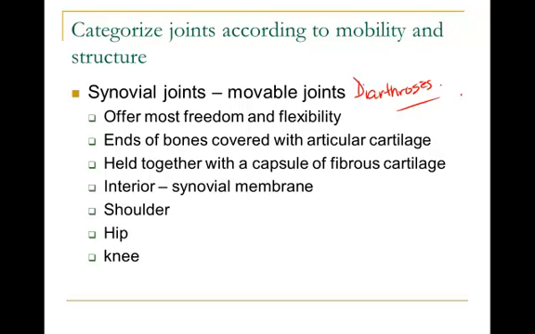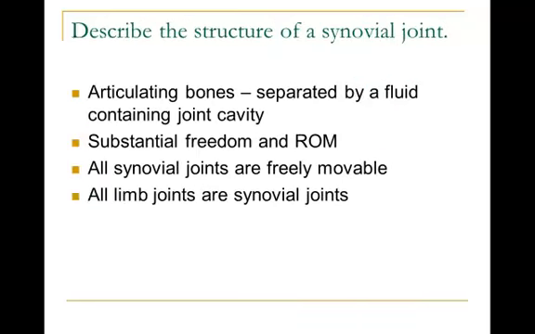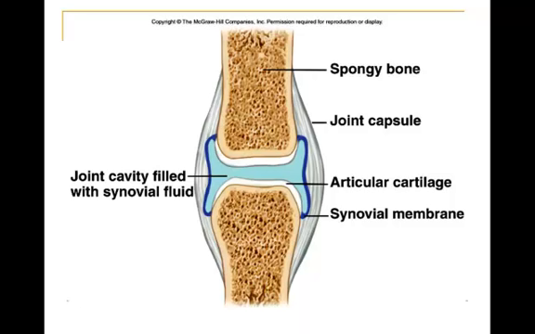Now the shoulder and the hip have a larger range of motion. The knee has more of a hinge range of motion. We'll look at all of those. So a synovial joint, remember, is a joint that comes together. I've got a generic picture over here. So this is just two bones coming together, demonstrating all of the characteristics or qualities that you'd see in a synovial joint.